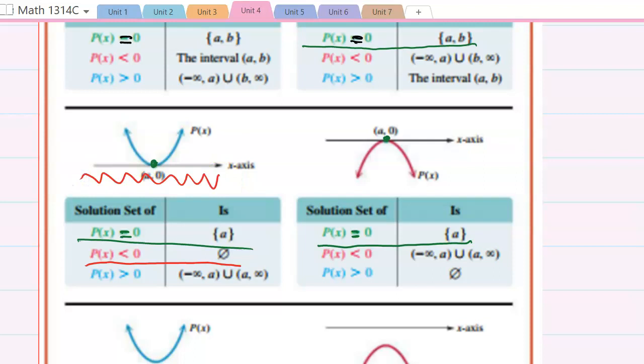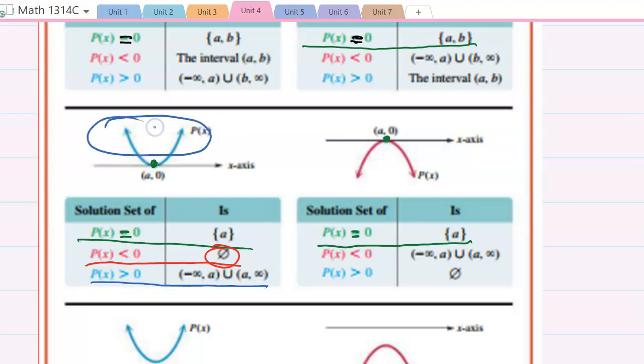From the graph, we see that there are no portions of the parabola that are below the x-axis, so the solution set is empty, and that is represented by the null set. The inequality of f of x is greater than 0. We are looking for portions of the graph that are above the x-axis. We see that all but the vertex is above the x-axis. The vertex is on the x-axis and not above.